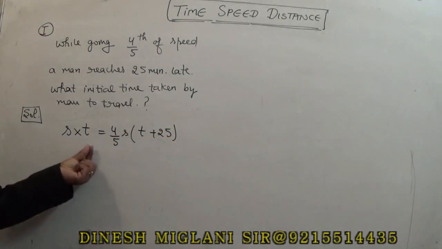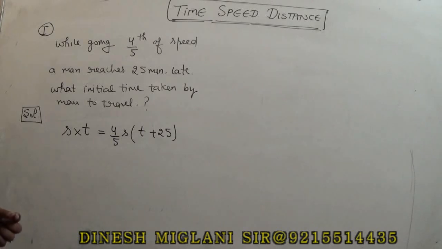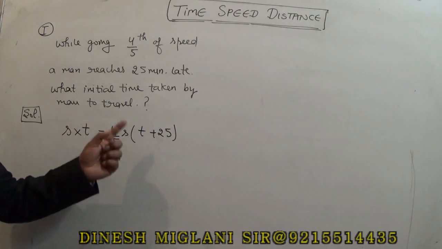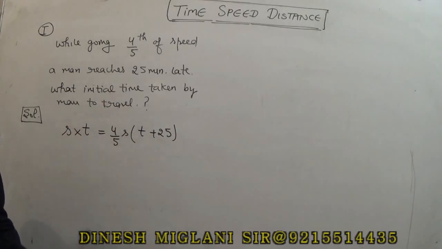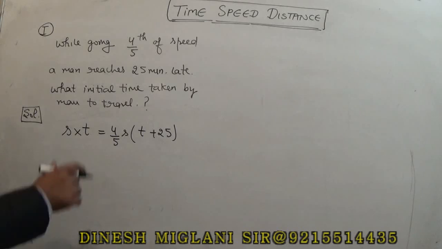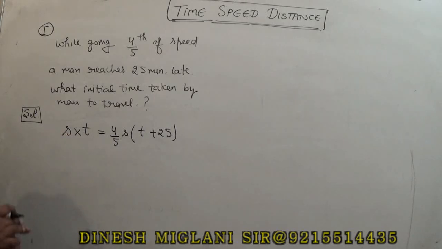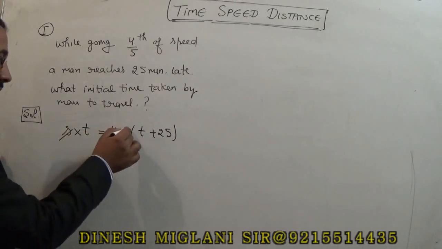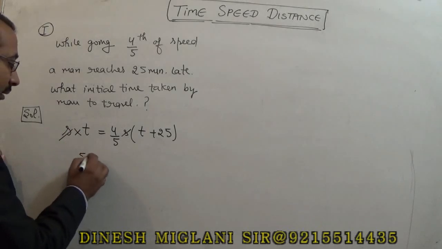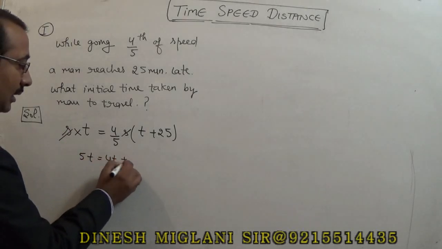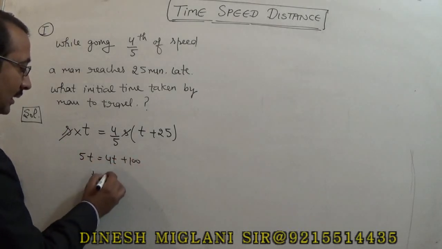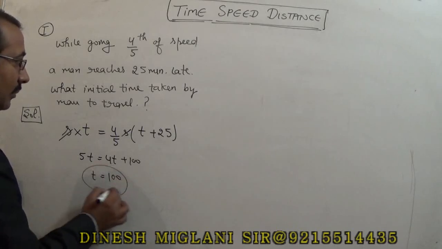Again, speed into time is the distance. If he goes at 4 by 5 of the speed, we can say the speed would be 4 by 5 s, and he is late by 25 minutes. So time taken by the person will be t plus 25. Now we have to solve it and find the value of t. That s will be cancelled out. I will multiply, 5t equal to 4t plus 100, or I can say t is equal to 100. That becomes my answer.